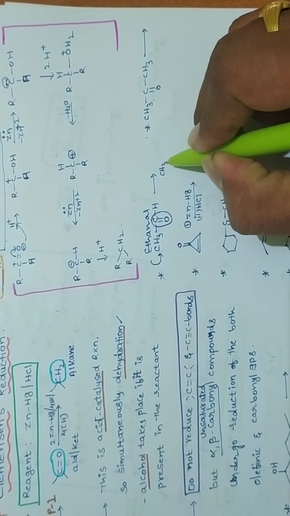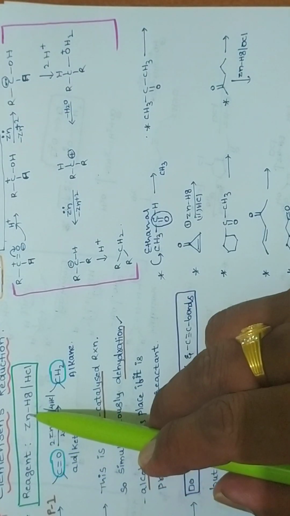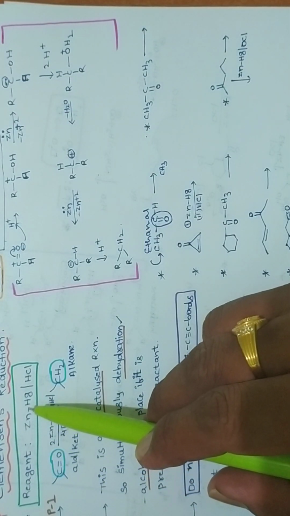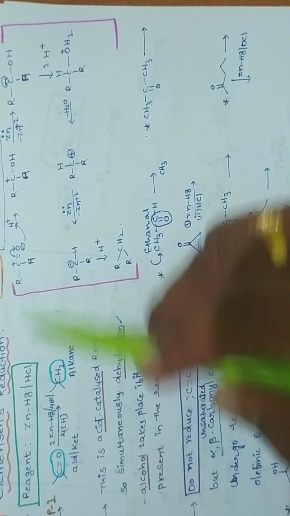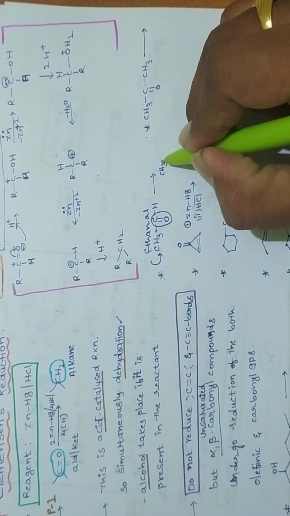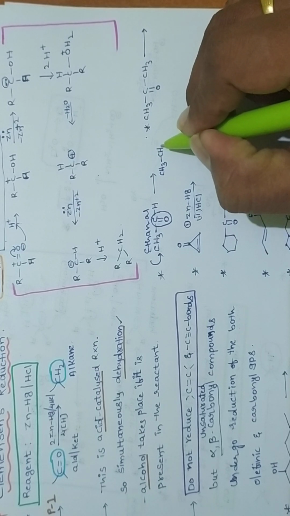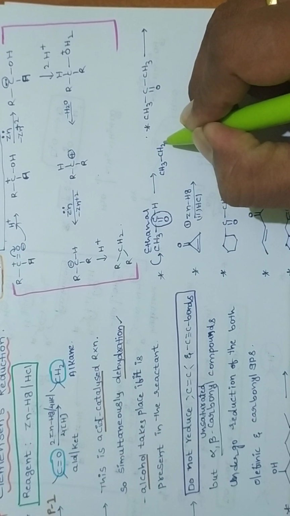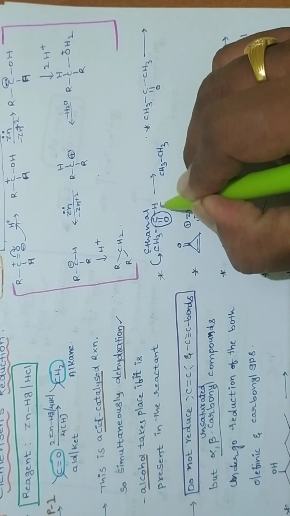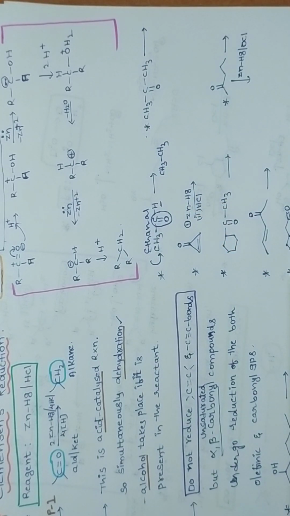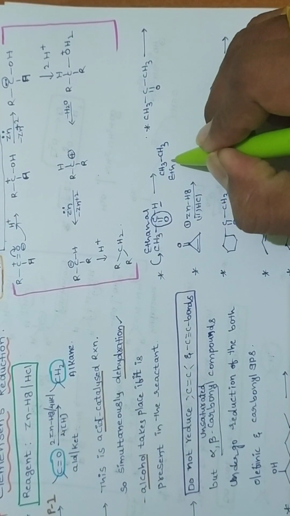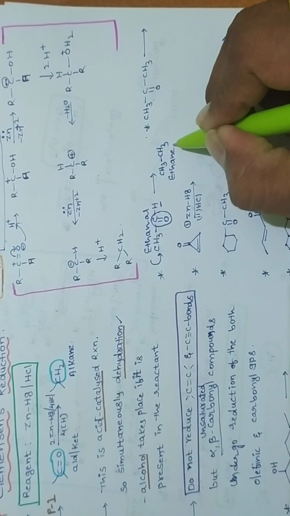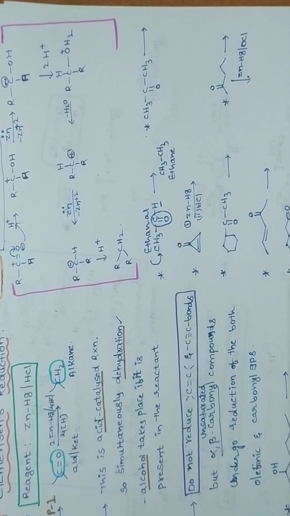Now that is CH3CHO. Whenever it is reacting with the Clemmensen reagent, we just convert the CO group into a CH2 group. Then we are going to get an alkane, CH2 plus H, then we get CH3. Ethanal is converting into ethane.